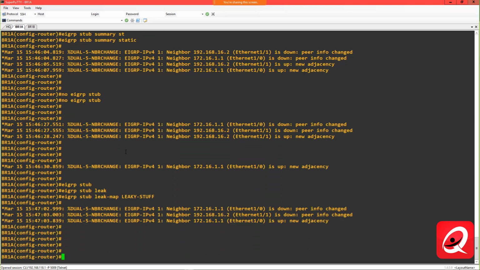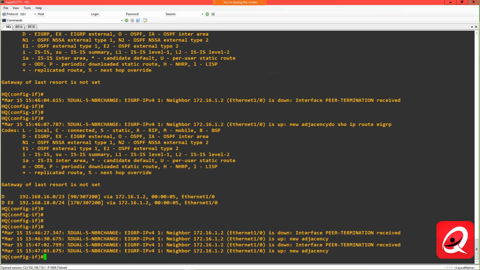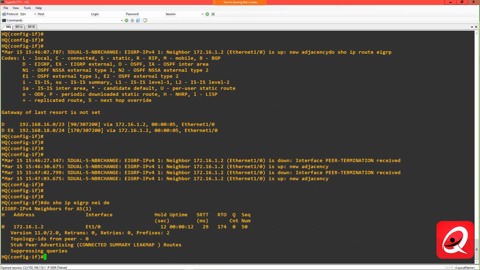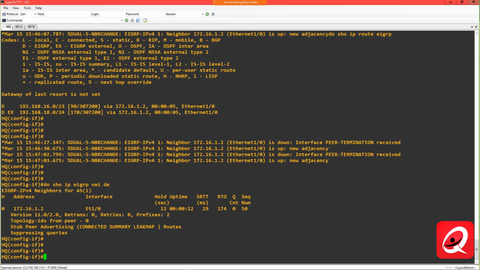But there is something I want to point out here. When you apply a leak map to your stub feature, if I do a show ip eigrp neighbor detail, we can see that there is a leak map applied to the stub feature, but automatically connected and summary are going to be included as well. You can't get rid of that. You can't say, for example, apply a leak map and then do static only, or apply a leak map and do redistributed. So as soon as I apply a leak map, the connected and summary routes are automatically going to be sent as well. Okay?